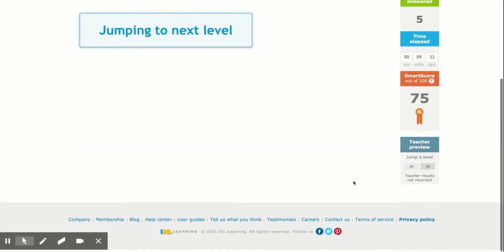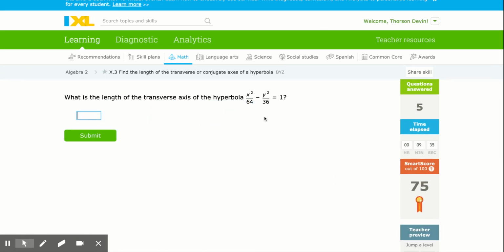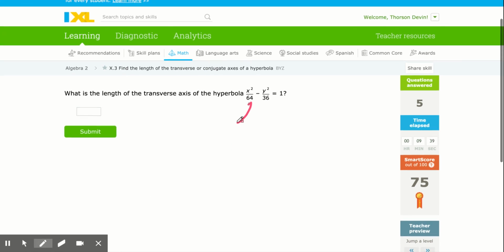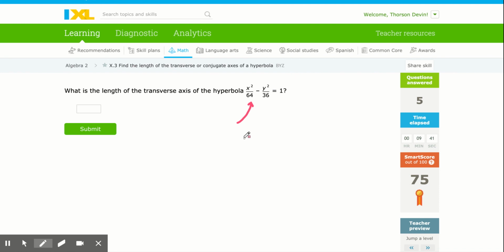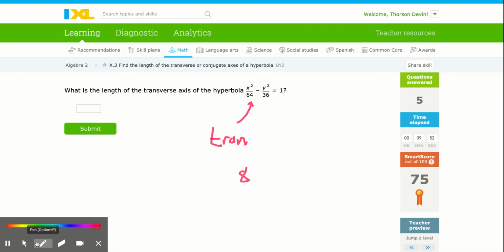Again, jumping ahead really quickly. Here, the first value will always be your transverse axis. And remember to square root it, which square root of 64 is 8, and that's half of it. So then you have to double it. So double 8, we have a transverse axis of 16.